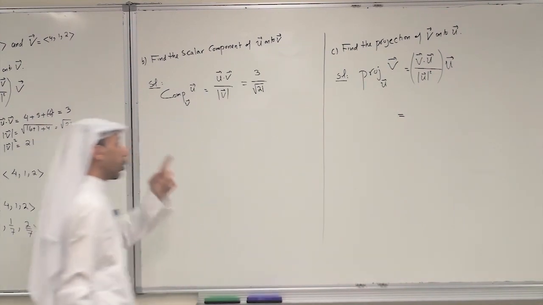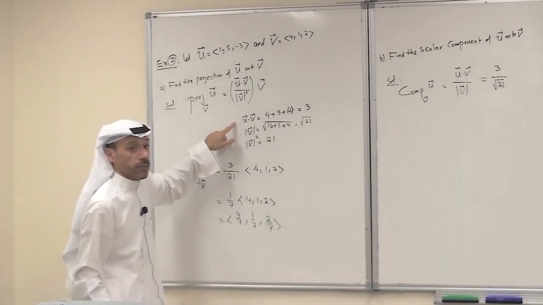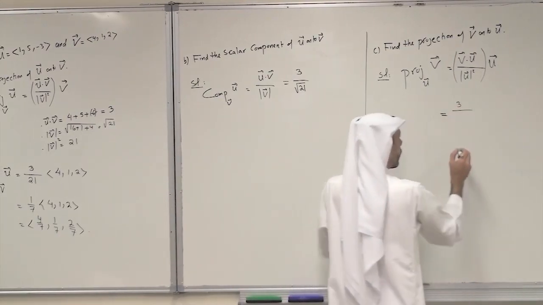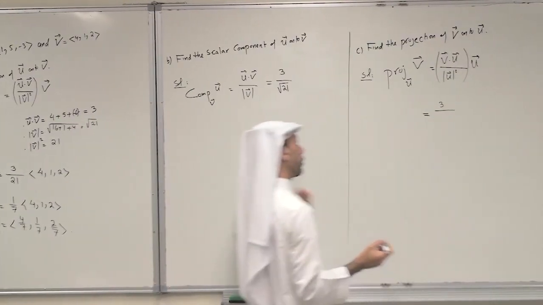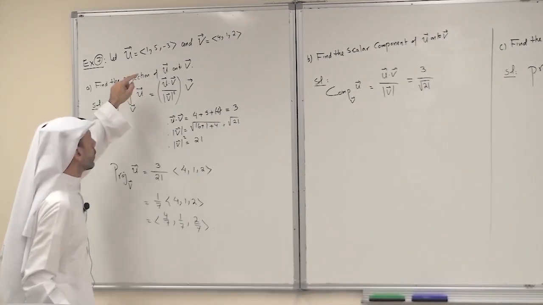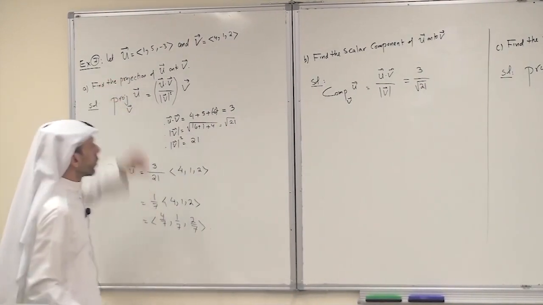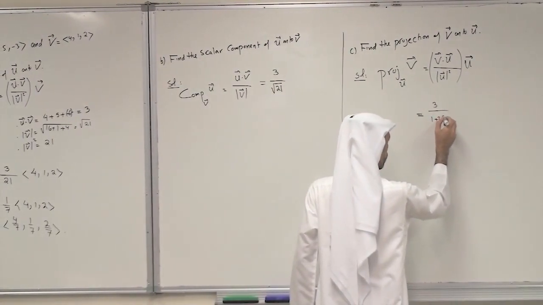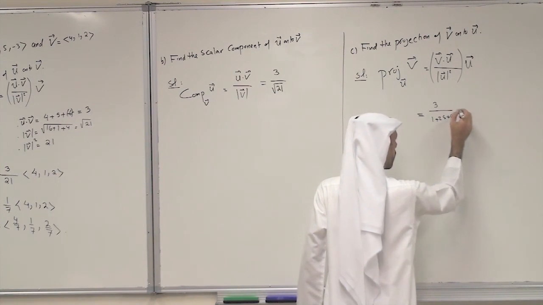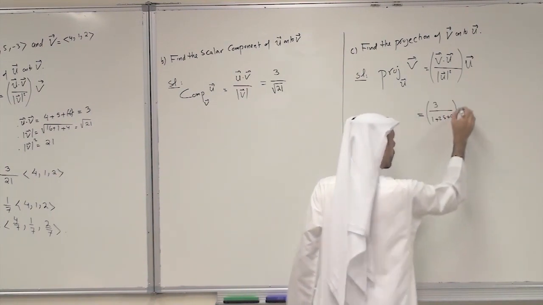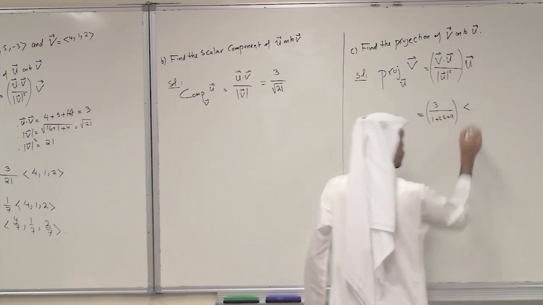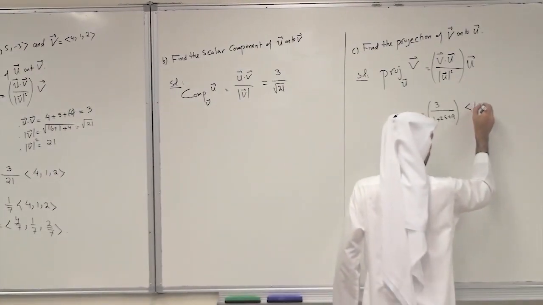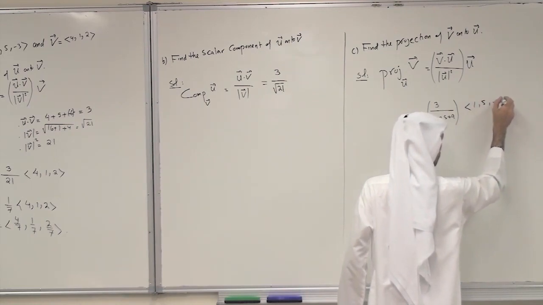Well, U dot V or V dot U is already calculated, which is 3. So I will put 3 here. The magnitude of U squared, I have here 1 plus 25 plus 9. So this is the number here. Times the vector U, which is 1, 5, minus 3.